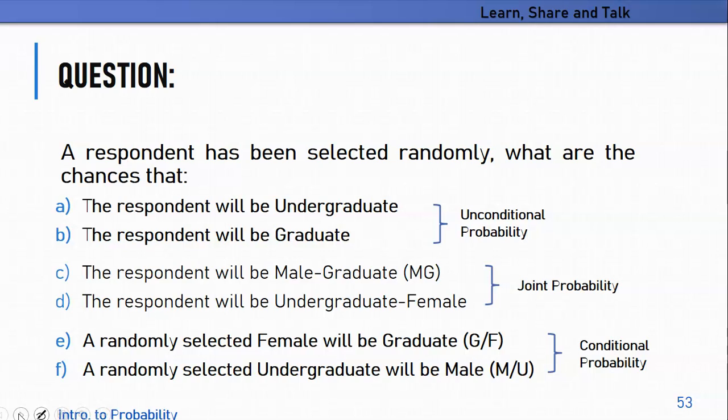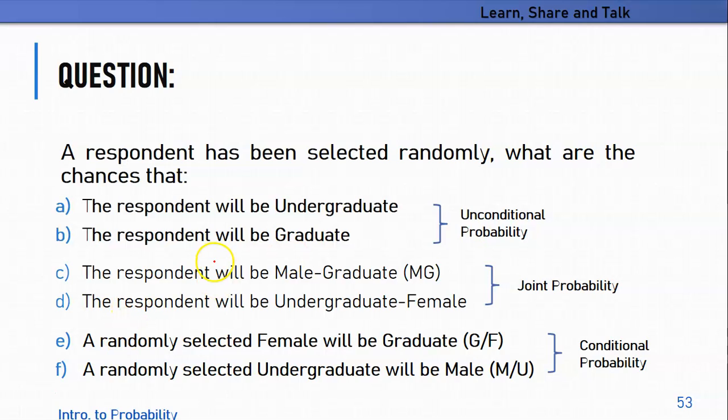So what are the chances that the respondent will be undergrad, or the respondent will be graduate? It's a simple one-event question, whether the respondent will be undergrad or grad. So this is unconditional. This is a question of unconditional probability.